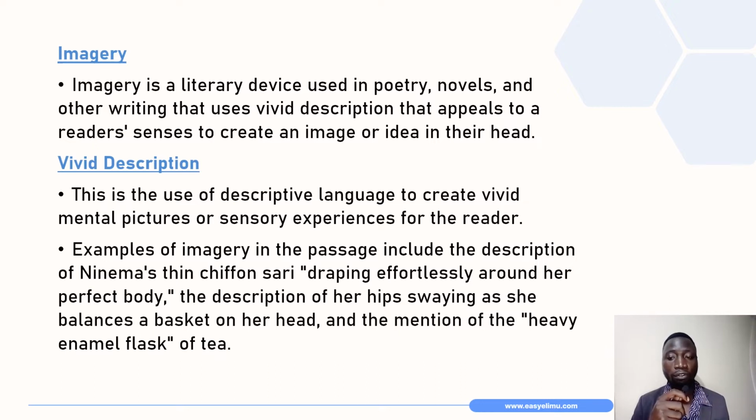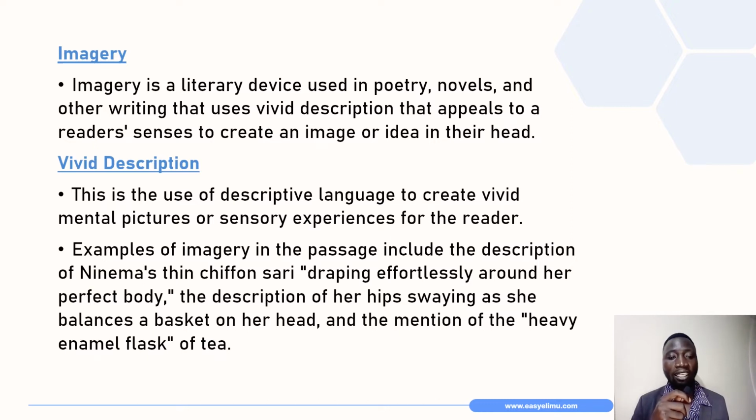So for example, in the story Ninema, there is an instance of vivid description. That is the description of Ninema's thin chiffon sari. So we are told that her thin chiffon sari drapes effortlessly around her perfect body. There is also the description of her hips swaying as she balances a basket on her head, and the mention of the heavy enamel flask of tea.